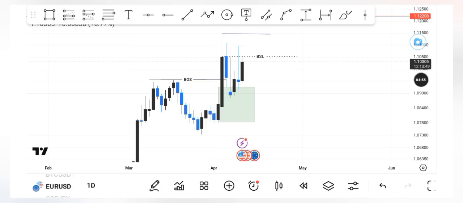But today, buyers are already in. We don't know how the day will end. That's how the daily bias is.